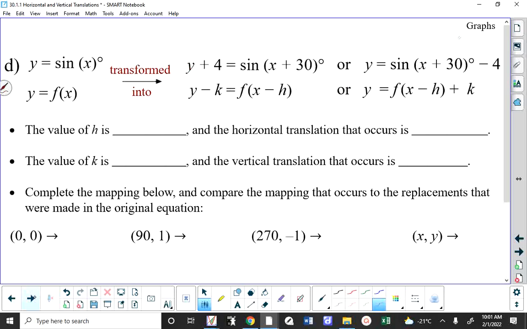Do the same thing here with D. Write in what you believe H and K are, what the mapping is, what the translations you believe are going to occur. And again, hand up and down once you've got it. Thank you, Reagan.